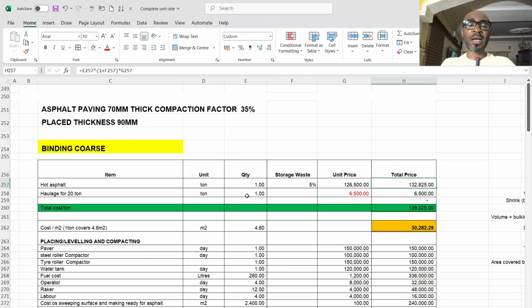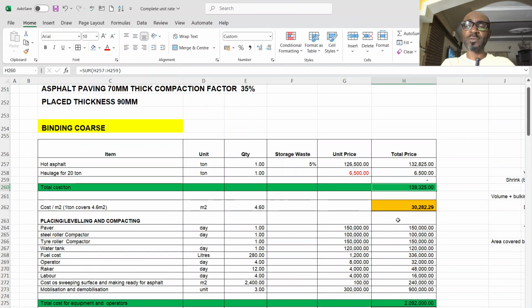Then the cost to transport 1 ton of asphalt is 6,500 naira. You add that to the cost of asphalt, it gives you 139,325. Then you divide 139,325 by the 4.6 square meter per ton. It gives you 30,000 for the cost of the asphalt.